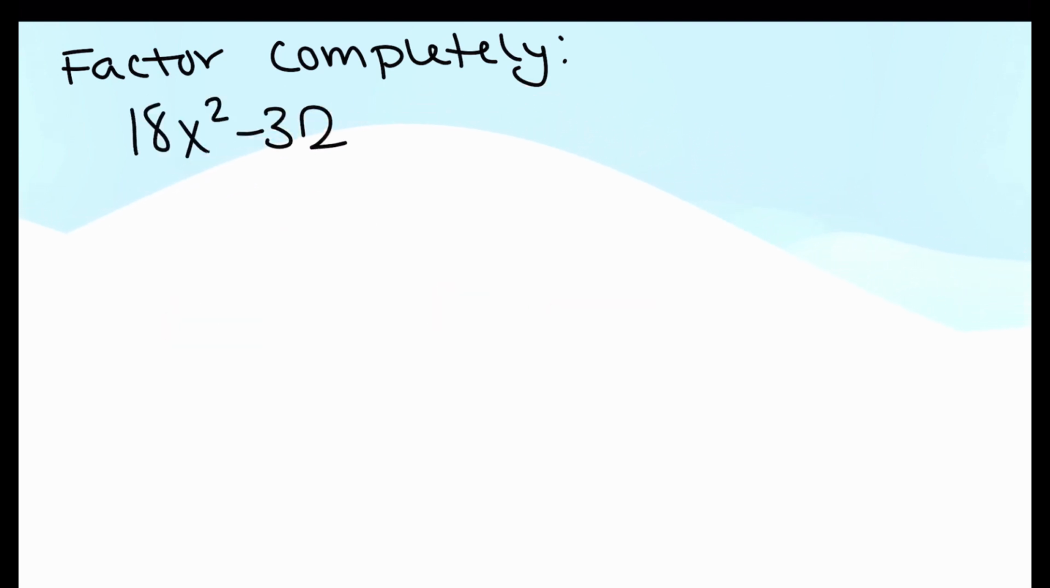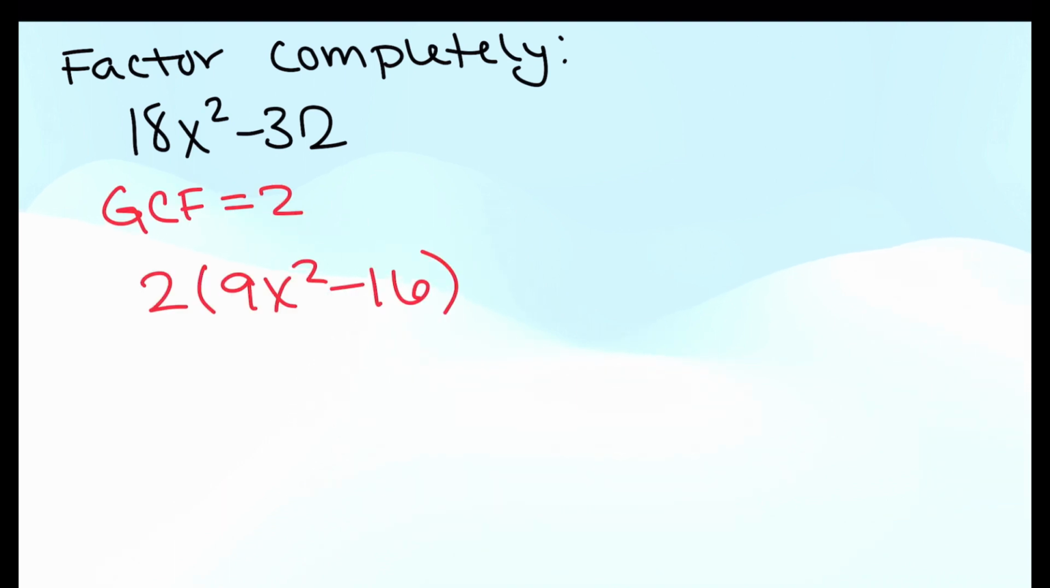18x squared minus 32. Two terms, and we have a difference. However, 18 is not a perfect square. Neither is 32. But in the last video when we talked about factoring, we learned that the first thing we should do in a factoring problem is check and see if there's a GCF, or greatest common factor. So do we have a GCF? Well, 18 and 32 are both even numbers. They're both divisible by 2.